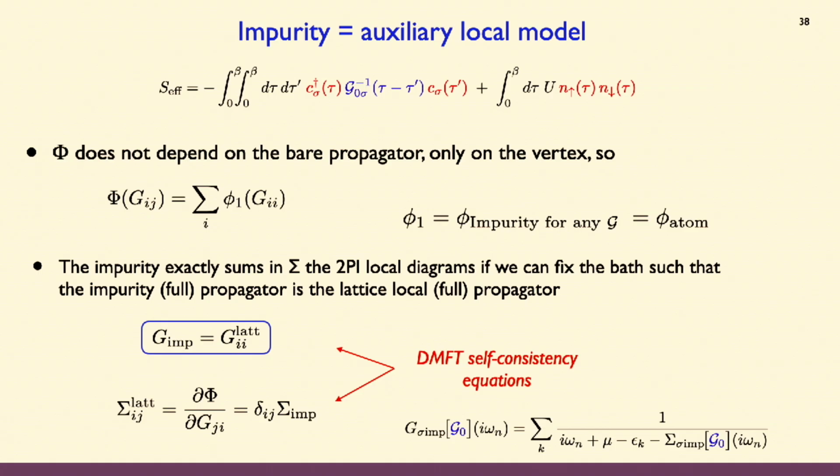And it works exactly because the full propagator is a local propagator on the lattice, that's the first DMFT self-consistency equation, and because the self-energy, which is d phi over dj, because phi is now local, is a local object which is sigma imp. So it gives you exactly the DMFT self-consistency equations. So these two definitions are strictly equivalent.